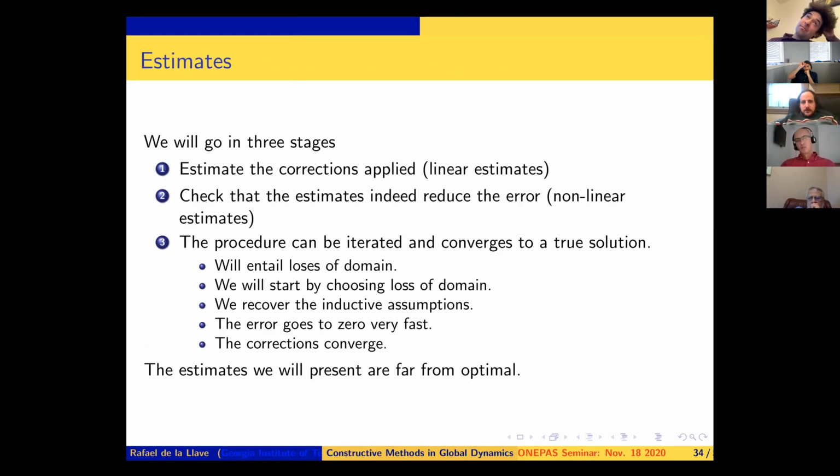Let me now try to prove that this is a method that I have motivated heuristically. I want to try to prove that these things converge and that they give you a good algorithm. I will go into several stages. The first step is to estimate the corrections, which is what I call the linear estimates. Then I check that the estimates indeed reduce the error. And then there is iterating, so that you can keep on repeating.